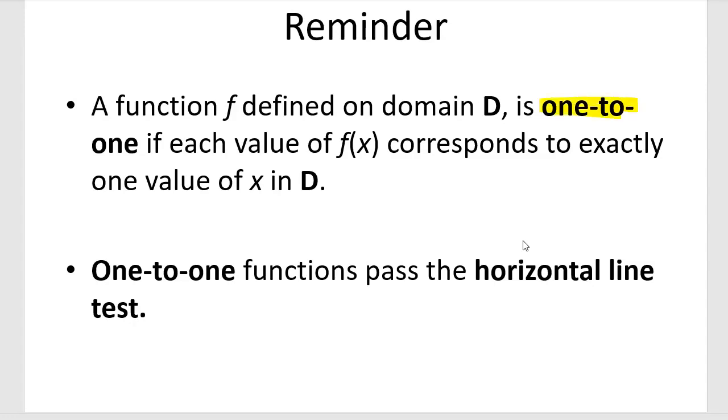So this is a continuation of what you've already learned, and I just wanted to show you some reminders here about a one-to-one function. Remember, a one-to-one function means one value in the output corresponds to exactly one value of the input. You can also think about it as passing the horizontal line test. If you think it will fail the horizontal line test, then it's not a one-to-one function.